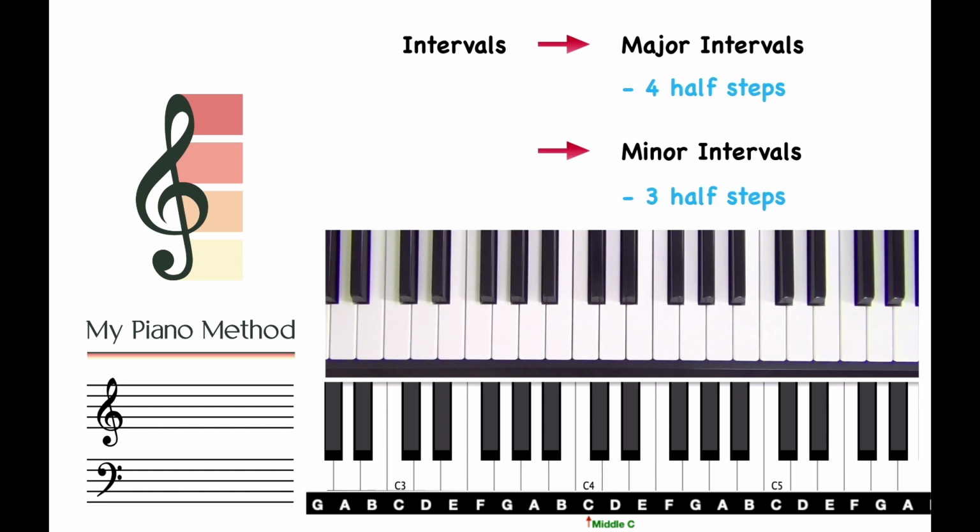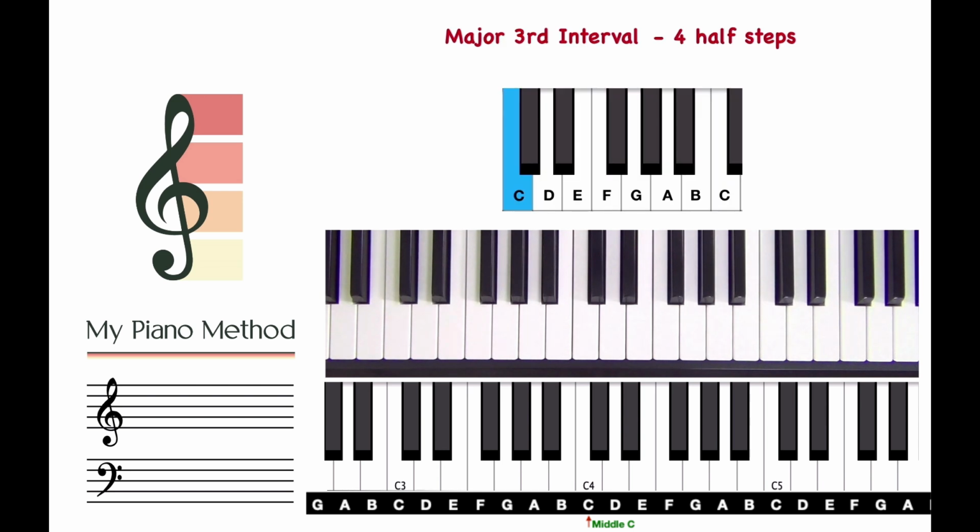So what you need to know is a major interval of a third is made up of 4 half steps on your piano, and a minor interval of a third is made up of 3 half steps on your piano. So let's take a look at the major interval of a third. We know it's 4 half steps. So if we're starting on C, and you can do this from any note you like, including the black notes, but let's start from C because it's nice and easy.